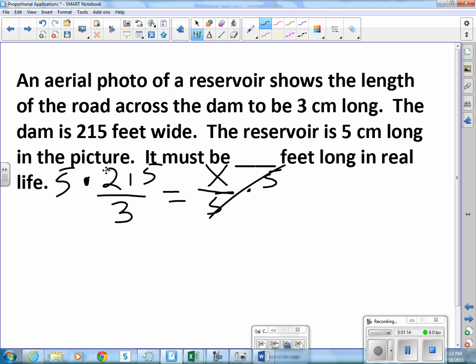And that turns out to be 358, rounded. 358 feet.